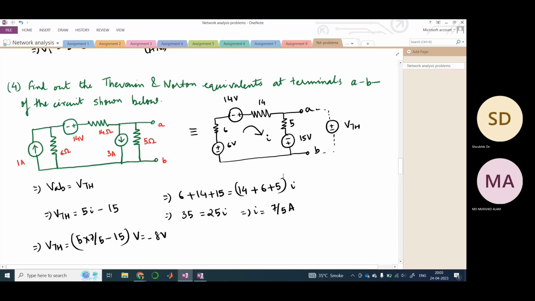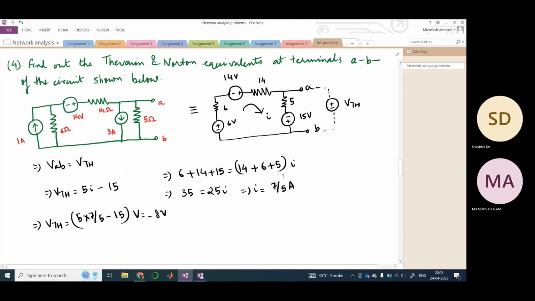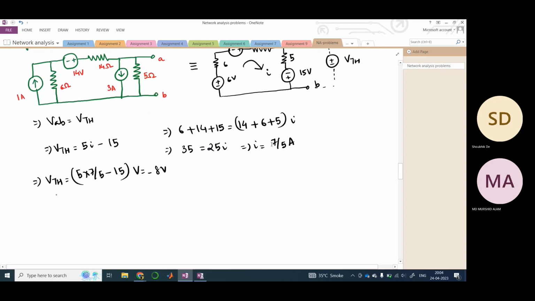Okay, so this is the Thevenin equivalent voltage, and what would be the Thevenin equivalent resistance? So in that case, if you are provided with a current source, you need to open circuit it and you need to short circuit the voltage source, right? So here we have 3 voltage sources, we need to short them, right? So if we do that, then it would become, right? So A B, and this is 5, this is 14, and this is 6.